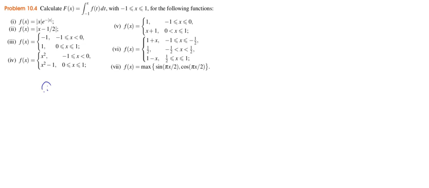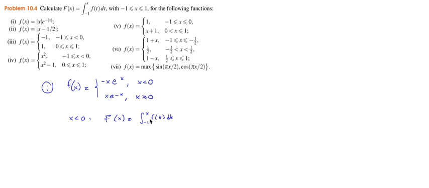Okay, so for instance, the first one, right? f, if we use the definition, is going to be minus x e to the x when x is smaller than 0, and then x e to the minus x whenever x is greater or equal than 0. Okay, so if x is smaller than 0, then capital F is going to be the integral from -1 to x of f(t) dt, right? And in this interval the function f only takes this value, so it's the integral from -1 to x of minus t e to the t dt, right?